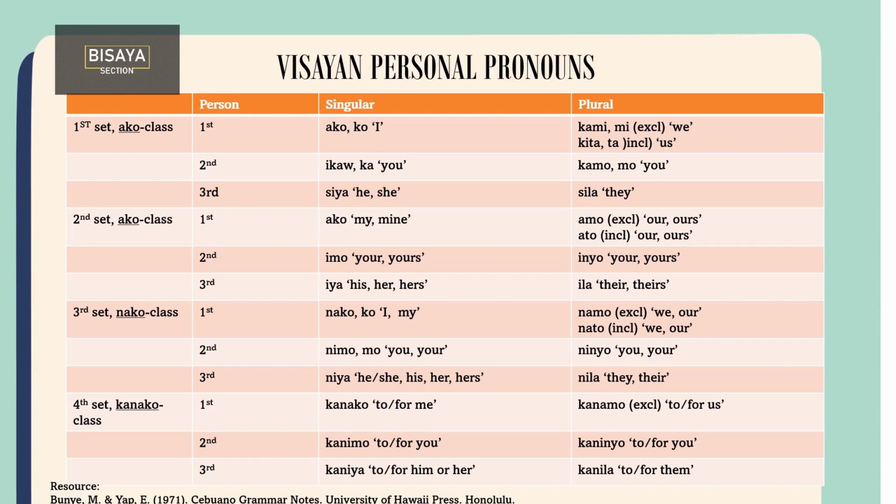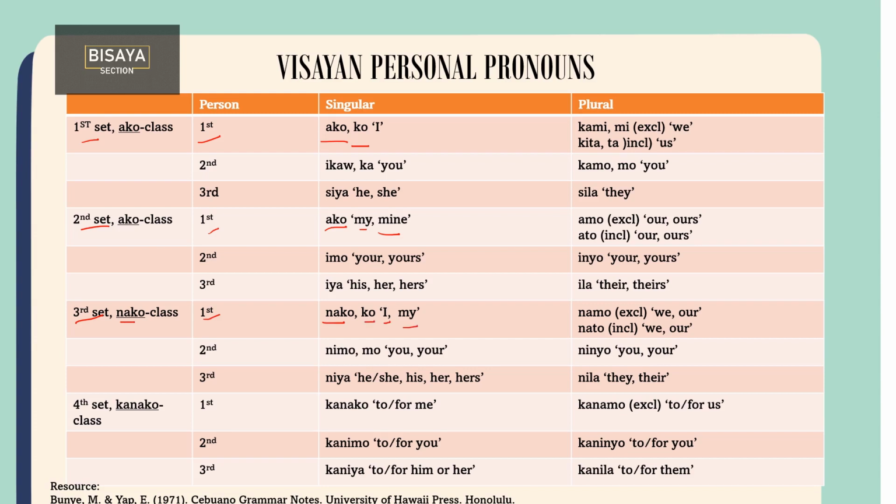Let's look at the first person. For the first set, the first person singular pronoun is ako or ko. And because we already understand the English, I'll not read it anymore, but it refers to I. Okay, let's just emphasize the English part of it. Then for the second set, it's the ako class. First person is ako or my or mine. And for the third set, there's the nako class. First person is nako, and sometimes ko is used. Still refers to I or my.